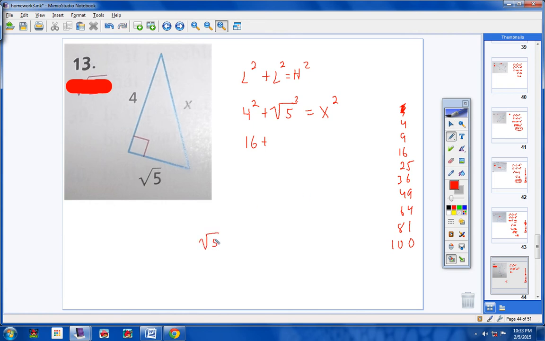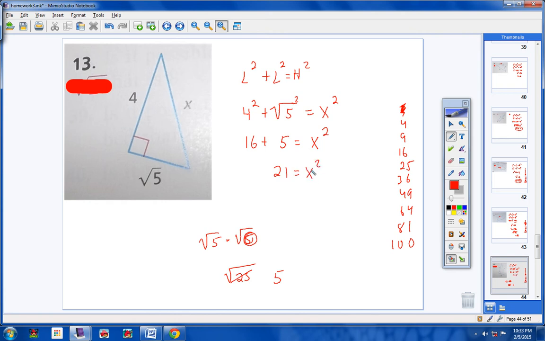Square root of 5 squared means square root of 5 times square root of 5. Multiply inside number times inside number. 5 times 5 is 25. Well, the square root of 25 is 5, which is what you had on the inside right here. So I'm telling you, whenever you square a square root, you're left with the number on the inside every time. Now 16 plus 5 is 21.